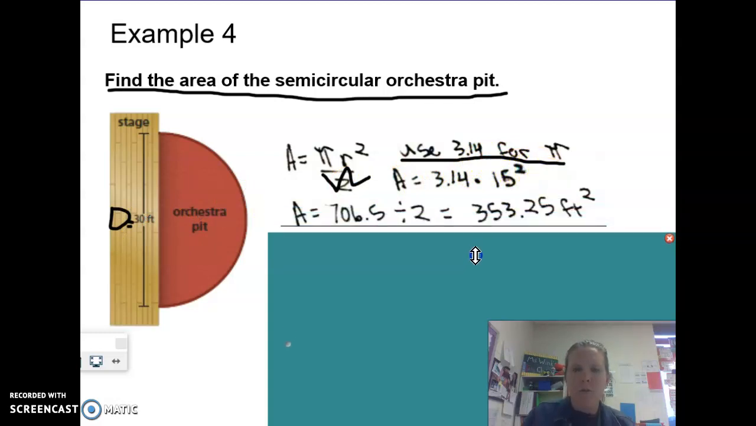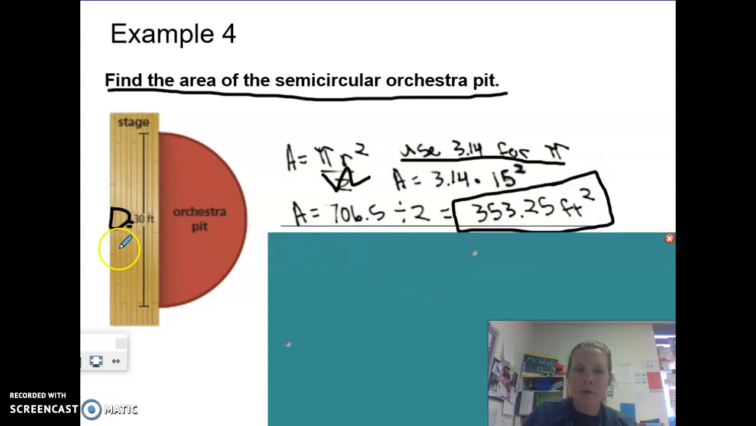From there, I already had multiplied this all out. I took my 15 squared, or I could take 3.14 times 15 times 15. I got 706.5. My last step then is just to divide it by 2 because a semicircle is half of your circle. So once I divide it by 2, here is my solution. I get 353.25 feet. Again, make sure that your units are squared, okay? Because again, we're talking about area. Your units are always squared, okay?